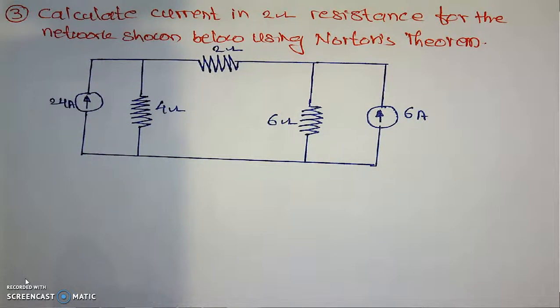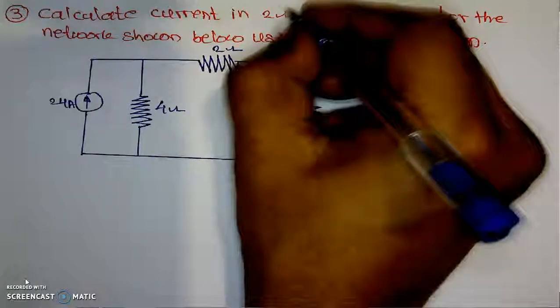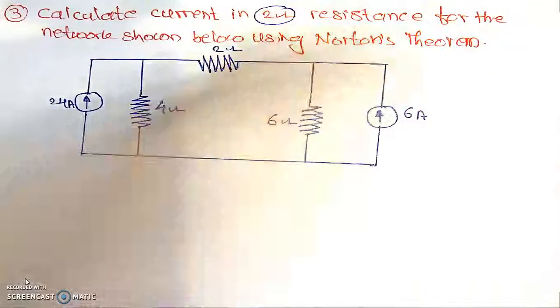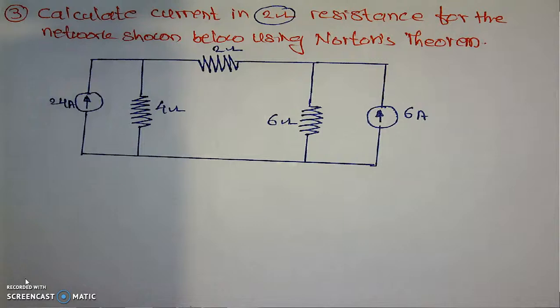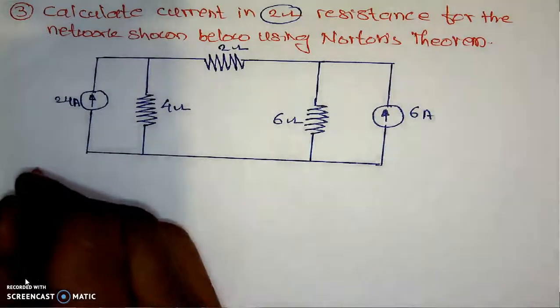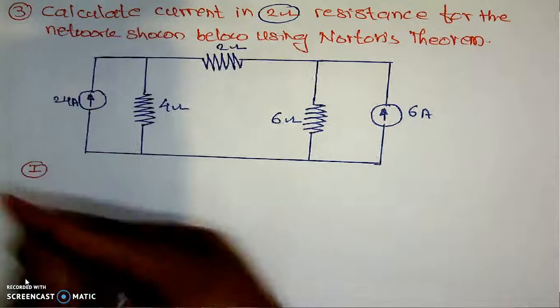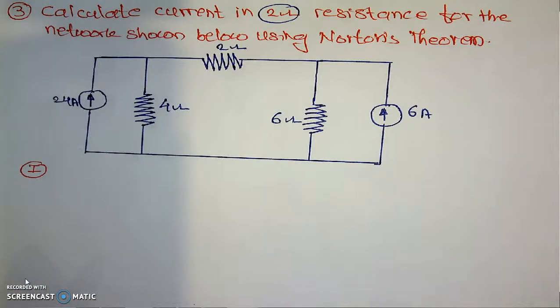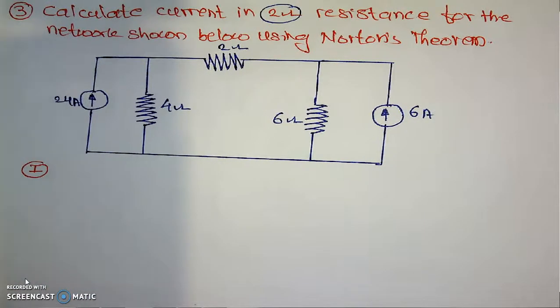In this video, we will calculate current in the 2 ohm resistance by using the Norton's theorem. Now here we will apply the steps of the Norton's theorem. The first step for the Norton's theorem is remove the load resistance and short the output terminals and calculate the current in the short circuit, which is nothing but the Norton's current.